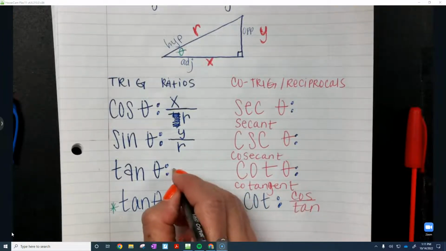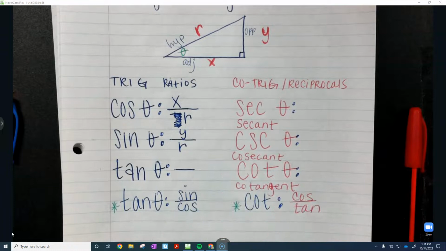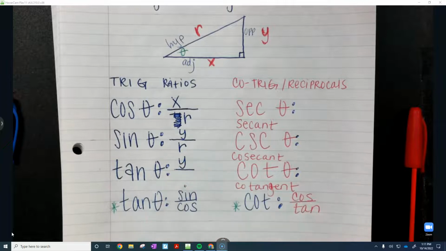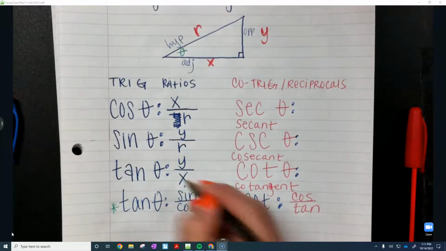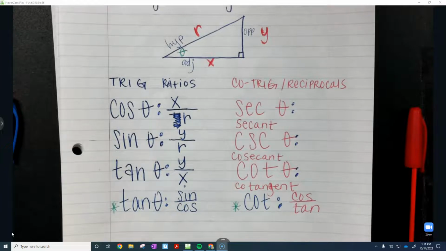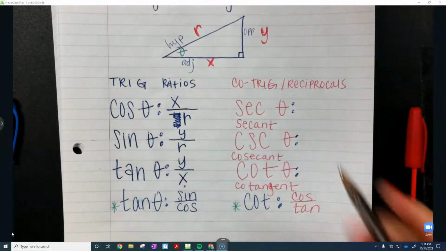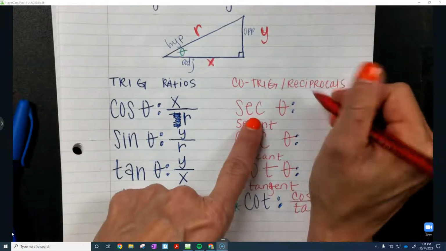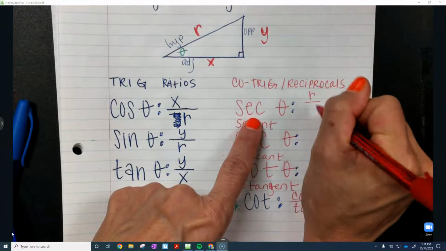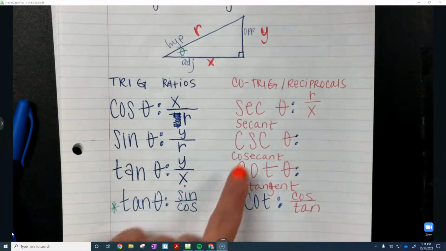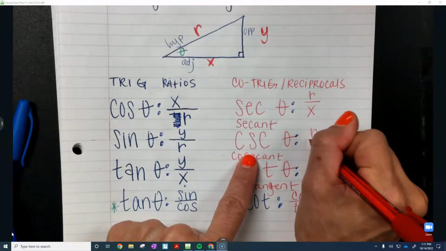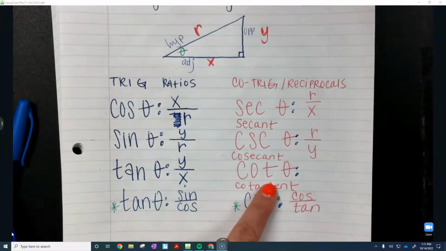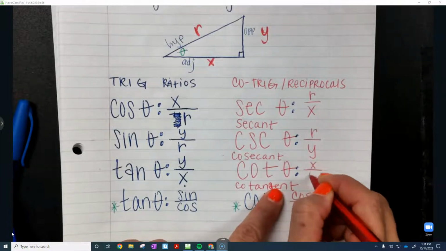And tangent will never have R. It's never going to have the radius. Tangent, remember, is opposite, write the letter Y, over adjacent, but now we're going to write the letter X. All right, over here, just flip these upside down. So secant is going to be radius over X. Cosecant is going to be radius over Y. And cotangent is X over Y.